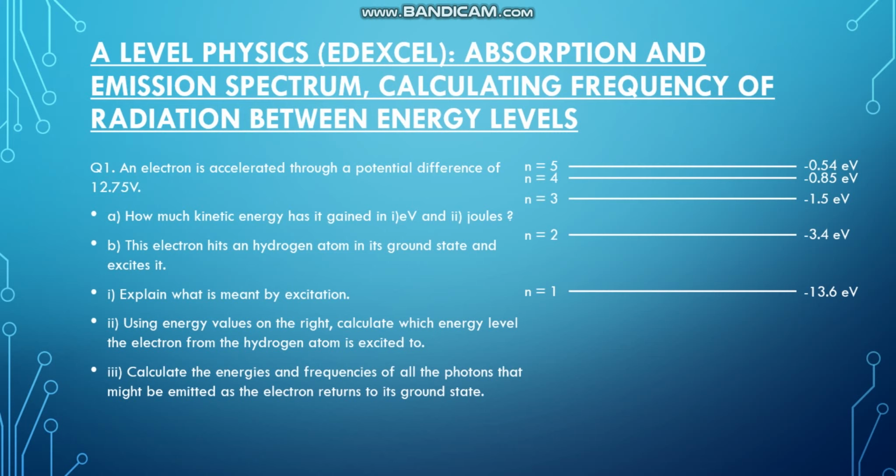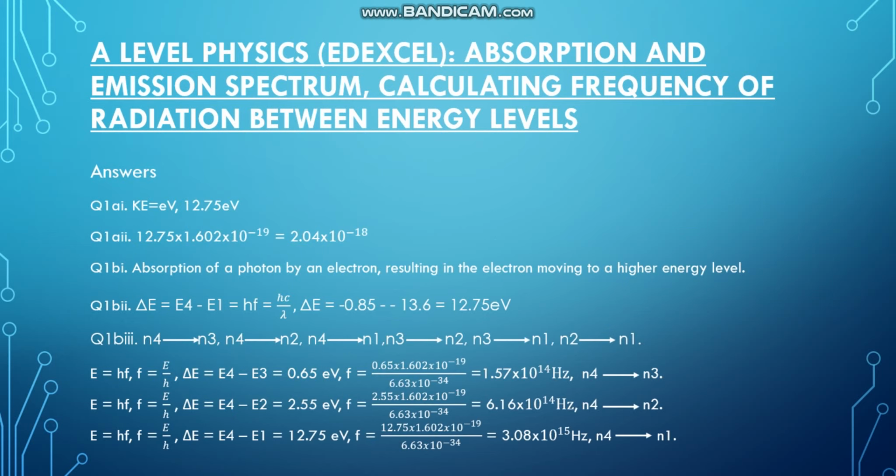How much kinetic energy has it gained in electron volts and also in joules? For this, we can equate kinetic energy and electron volts together, and therefore we can express the answer as 12.75 electron volts. This is going back to the definition of the electron volt, which states that it is the kinetic energy acquired by an electron when it is accelerated through a potential difference of 1 volt. So that's why these two formulas can be equated, and the answer can be expressed as 12.75 electron volts.